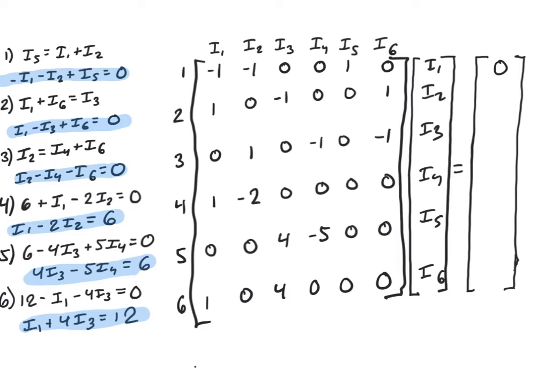I can do the same thing for the second equation. This row times this column is the left-hand side of equation number 2, and that is also equal to 0. The third one is also equal to 0. The fourth one is not equal to 0 anymore. Now I have the voltage of the battery showing up, and so that gives me a 6 over here. This one also gives me a 6, and this one gives me a 12.